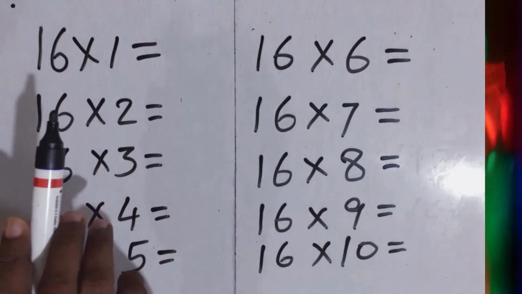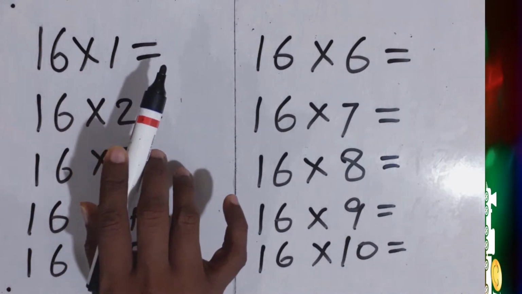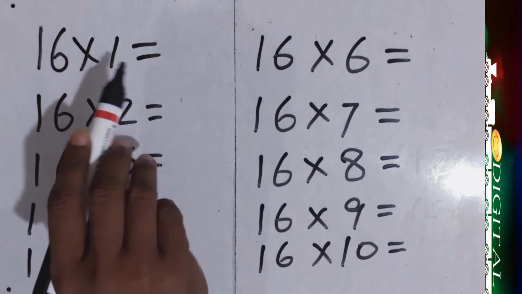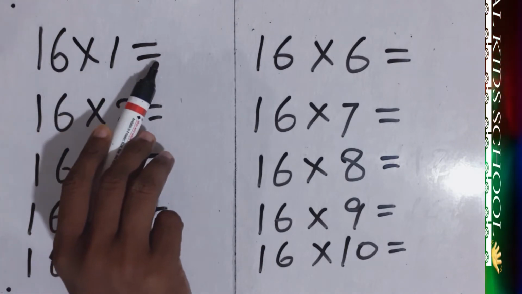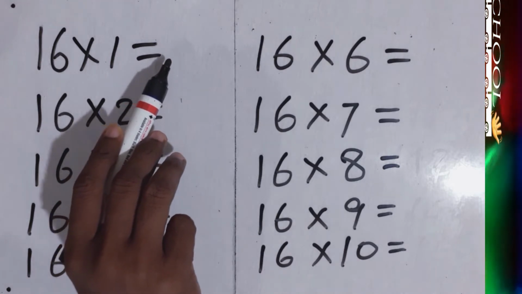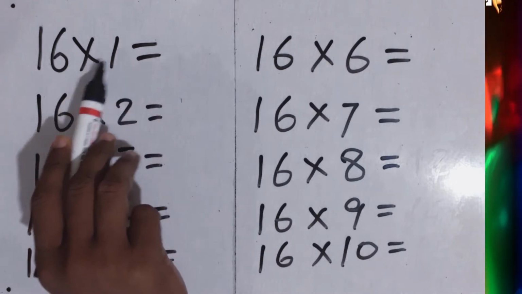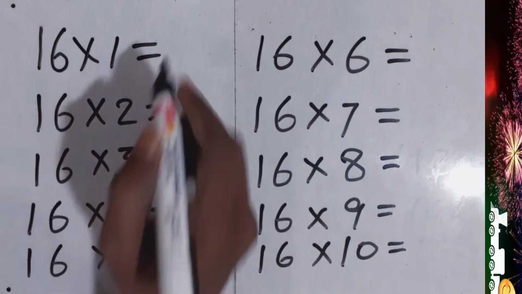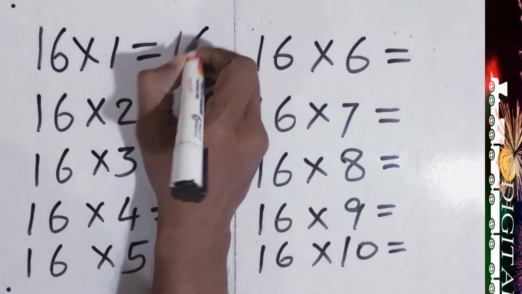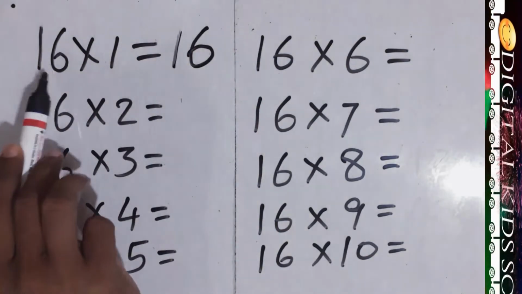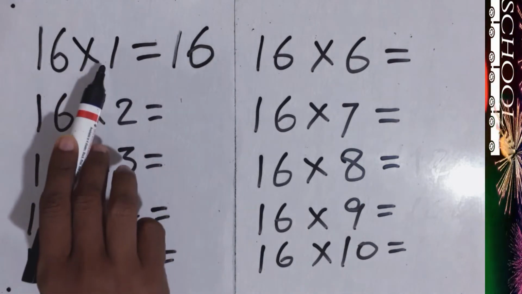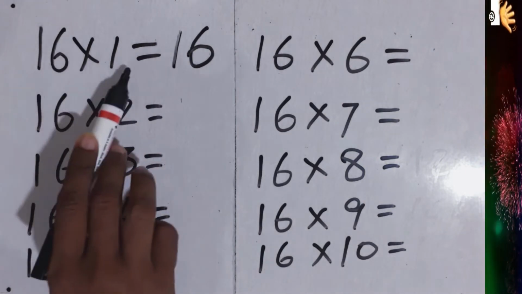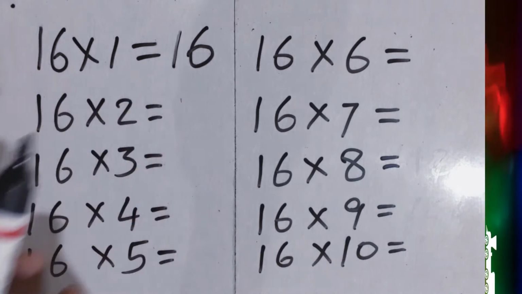Dear students, now you tell me the answer. What is 16 into 1? Write the answer here. 16 into 1 is equal to 16. 16 1 ja 16. 1 times 16 is 16.